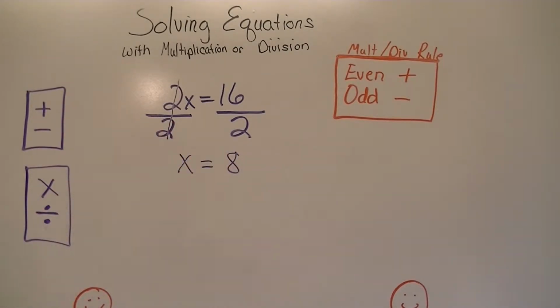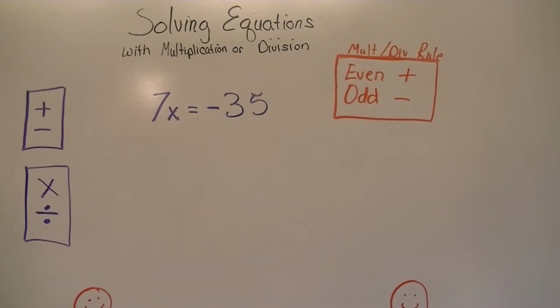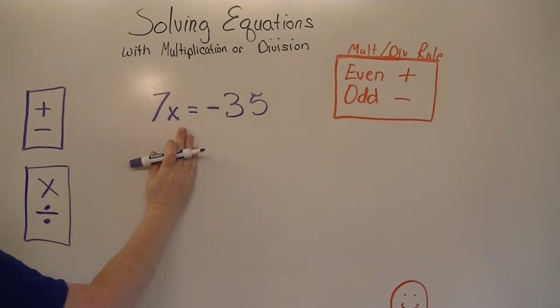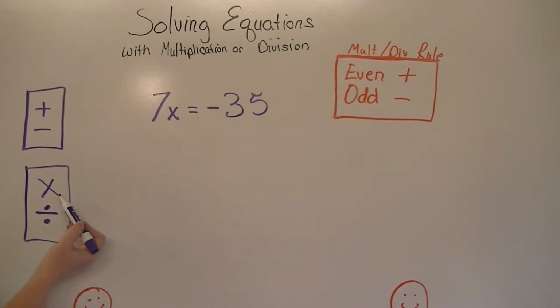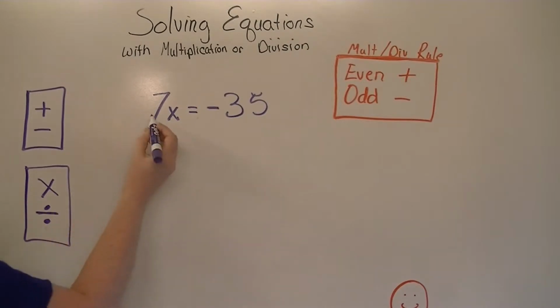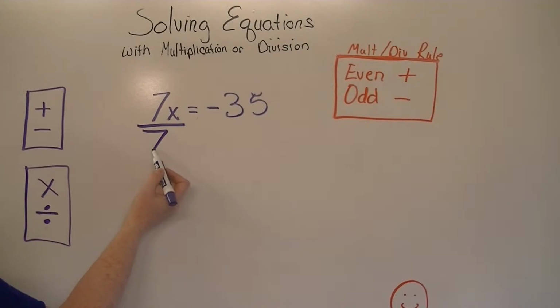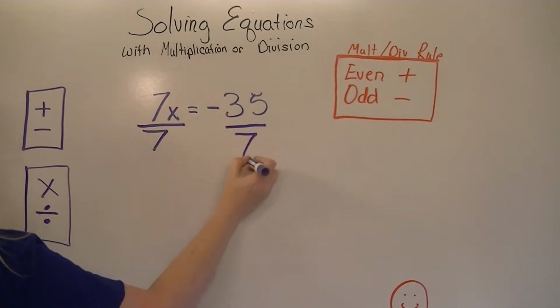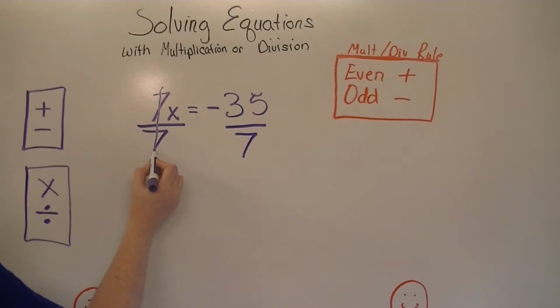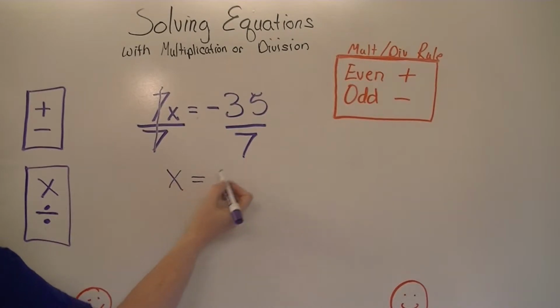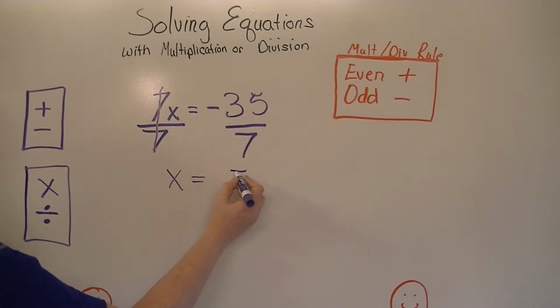Let's try another problem. Let's take a look at this one. The x is on the left side. There's a 7 attached to it. How's it attached to the x? Through multiplication. So that moves us to this math operation box. The opposite of multiplication is division. So I'm going to make a fraction bar and put what was in front of the x underneath on both sides of the equals. 7 over 7 equals 1, and 1 times x is x, so you get x by itself. And then 35 divided by 7 is 5.